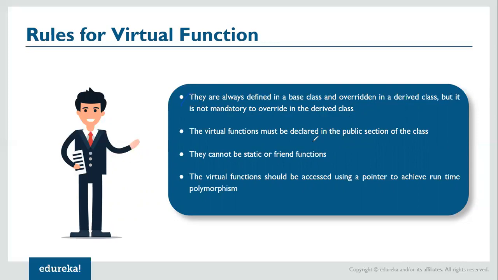Now the virtual function must be declared in the public section of the class, and they cannot be static or friend functions. So static or friend functions cannot be virtual functions. So if you have to make a function virtual, it should be neither static nor a friend function. Then virtual function should be accessed using a pointer to achieve runtime polymorphism. So you cannot simply create a reference and call them by reference. We will see with an example shortly that if you have to access them, you have to make use of pointers to implement the concept of virtual functions.